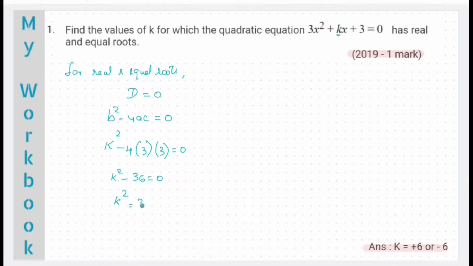K square is 36. So k will be square root of 36, which can be both positive or negative 6. So the value of k will be positive or negative 6. So this is for 1 mark.